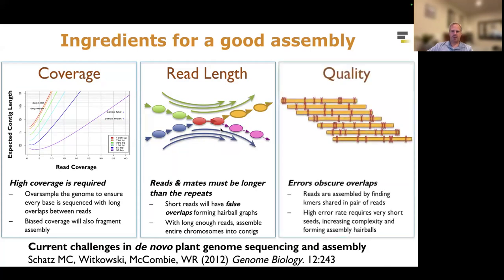And then the last ingredient that we have to have is high quality. Right? When we're assembling a genome, we're looking for the similarities between reads, either exactly by breaking it down into k-mers or just by comparing one read to another. If there's a very high error rate there, it'll confuse which reads are connected to which, and it'll lead to a poor assembly outcome.